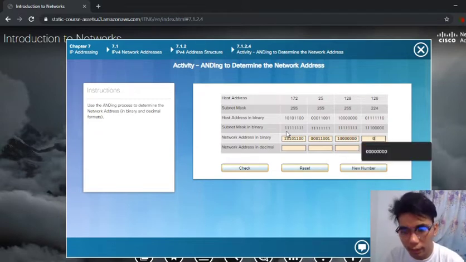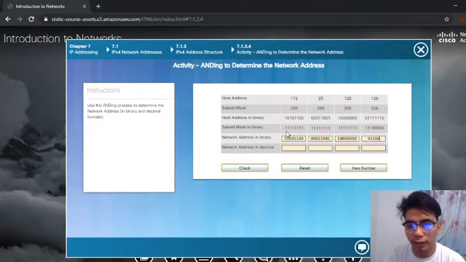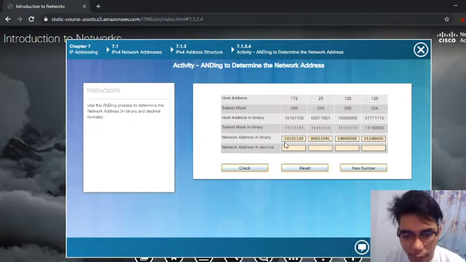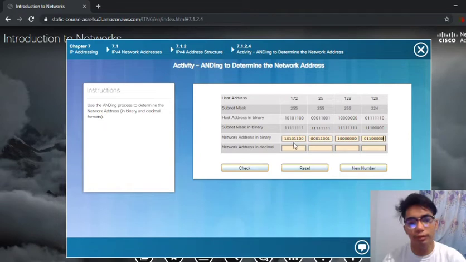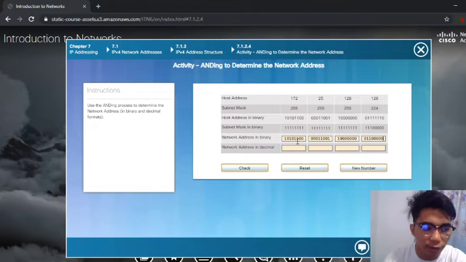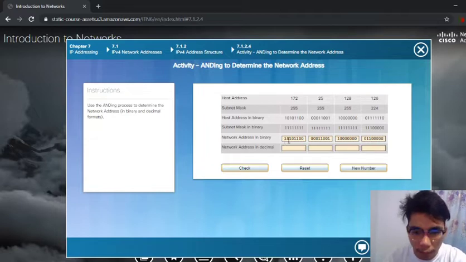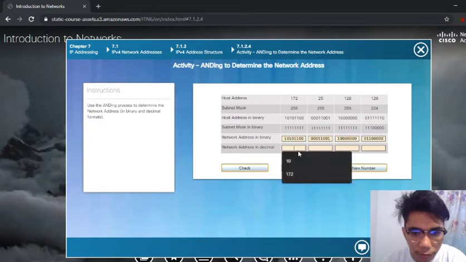Then 0 again, then 1, 1, then 0 again, all because they're in the subnet mask, as you can see, there would be 0. Then in this one, this would be 128 plus 32, 128 plus 32 plus 8 plus 4. Let's try to calculate that. 128 plus 32 plus 16, 8 plus 4, it would be 172.